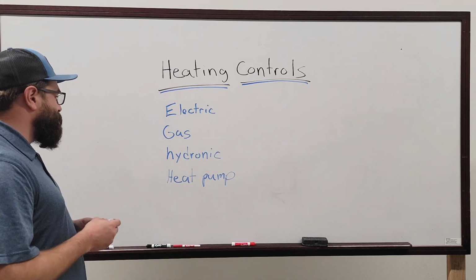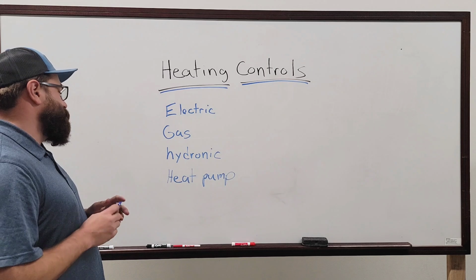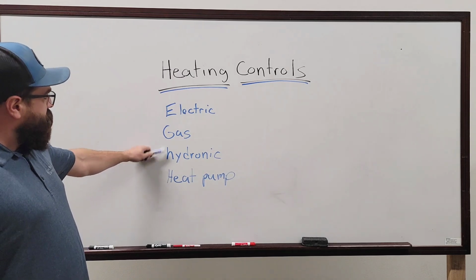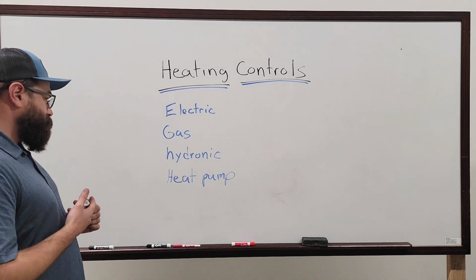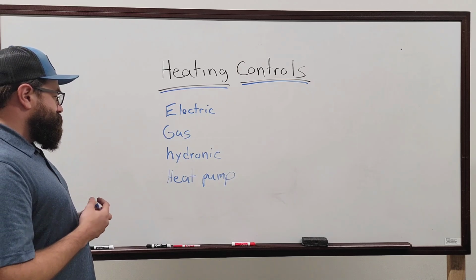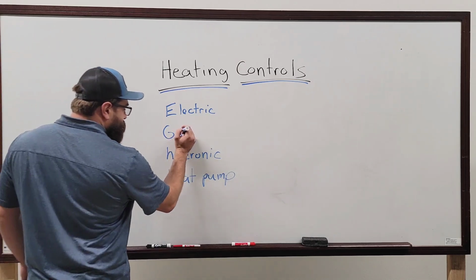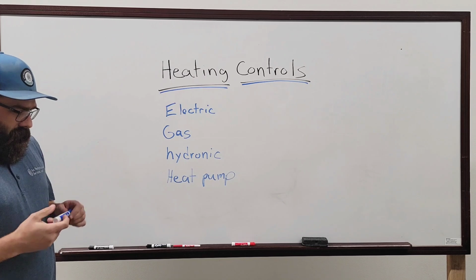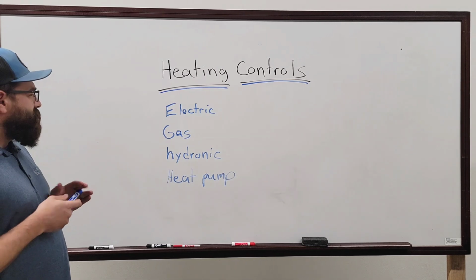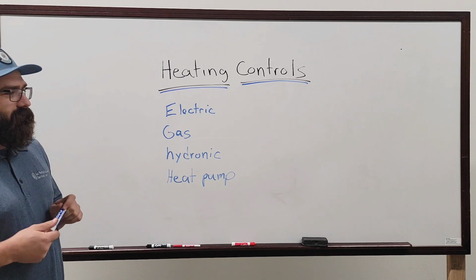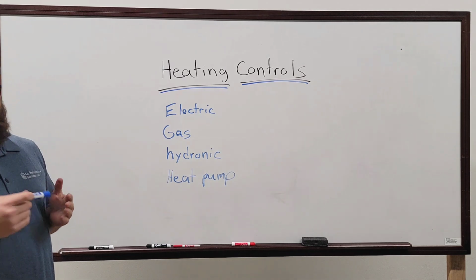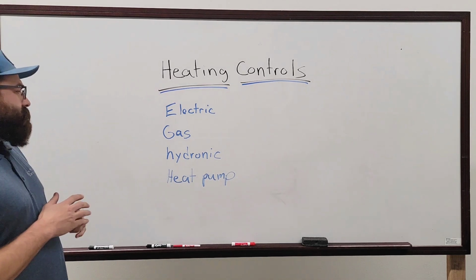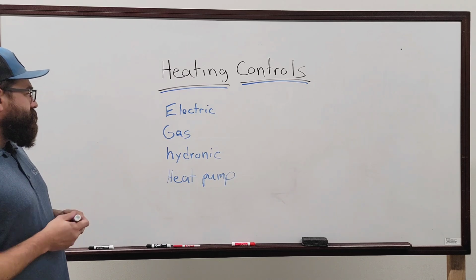So there's four basic types of heating in a commercial application. We have electric heat, gas heat, hydronic or water, and a heat pump. Typically, they are all controlled in a similar fashion, although they have a little bit different algorithm, I guess is the best way to put it. Staging and separation of stages and cycles per hour, that kind of stuff is going to be different between each one. But other than that, they're pretty simple.